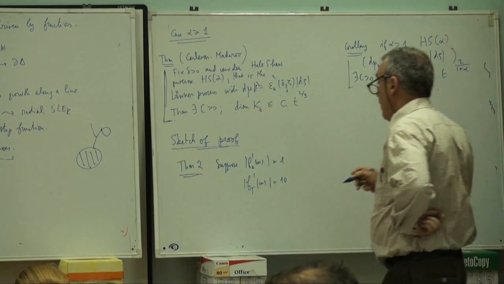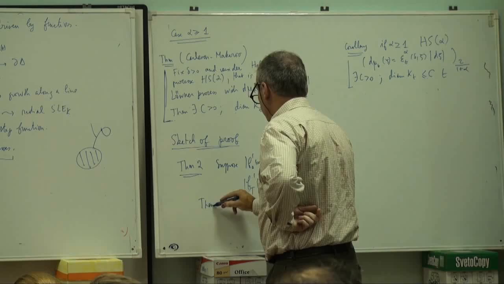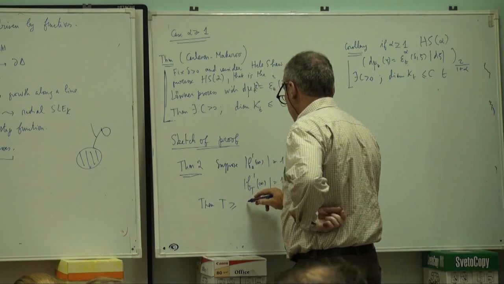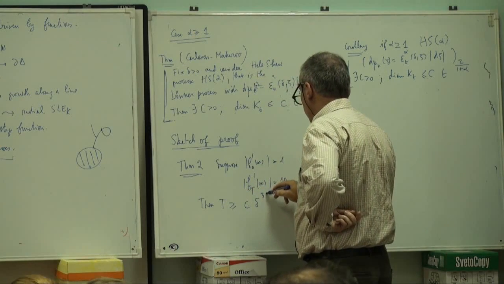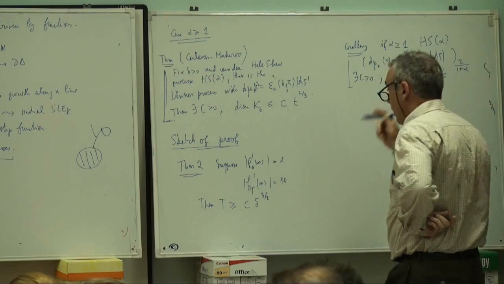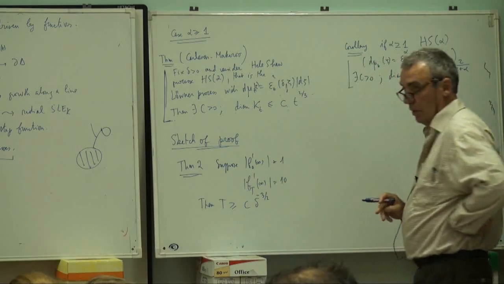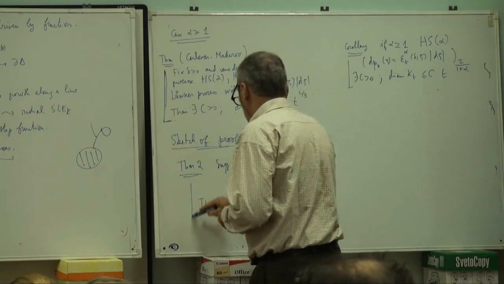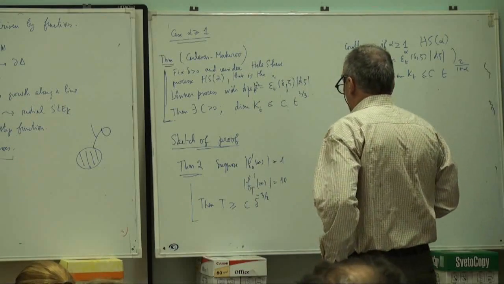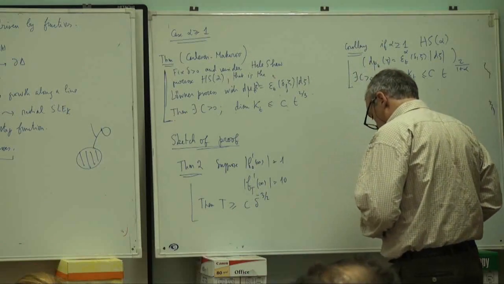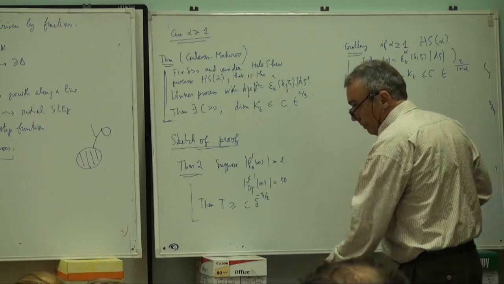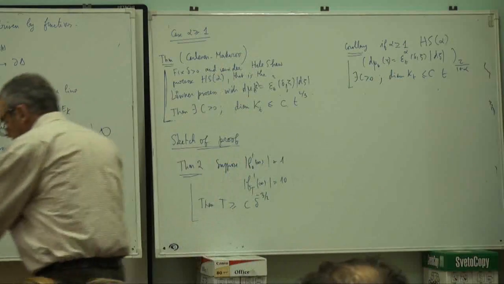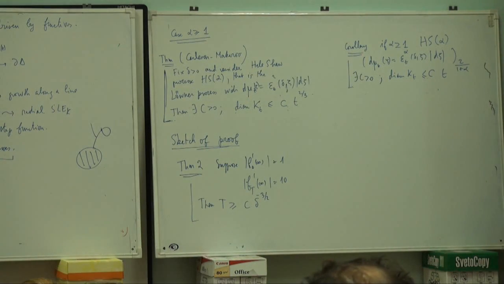Well then t is greater than a constant times delta to the power minus 3/2, of course. So let's prove that theorem 2 implies theorem 1.